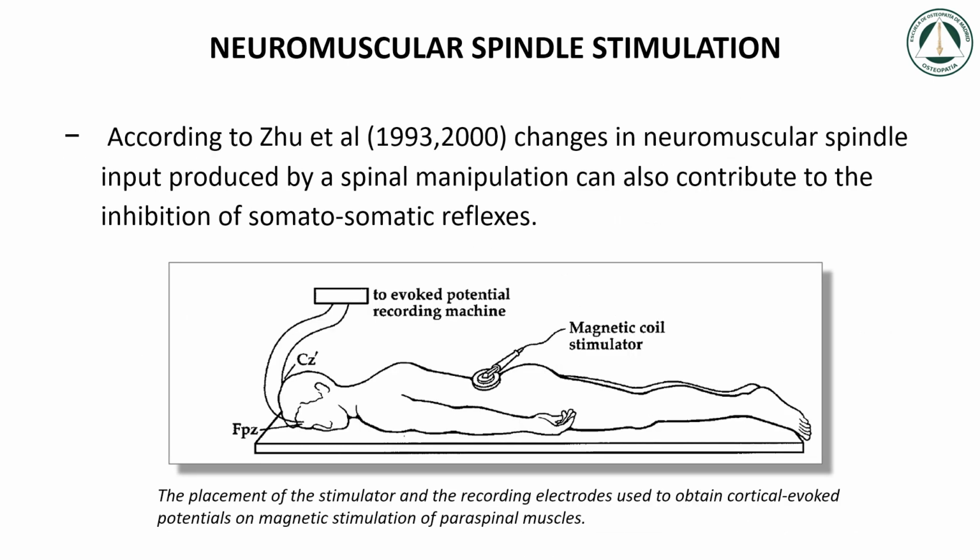According to Pickar et al., 1993 and 2000, changes in neuromuscular spindle input, produced by a spinal manipulation, can also contribute to the inhibition of somatosomatic reflexes. The picture shows the placement of the stimulator and the recording electrodes used to obtain cortical evoked potentials on magnetic stimulation of paraspinal muscles.